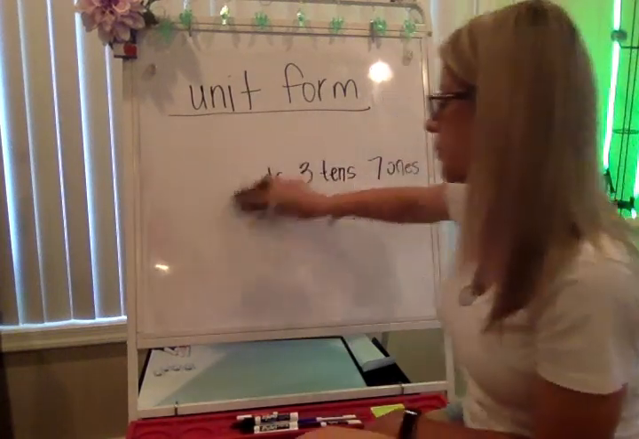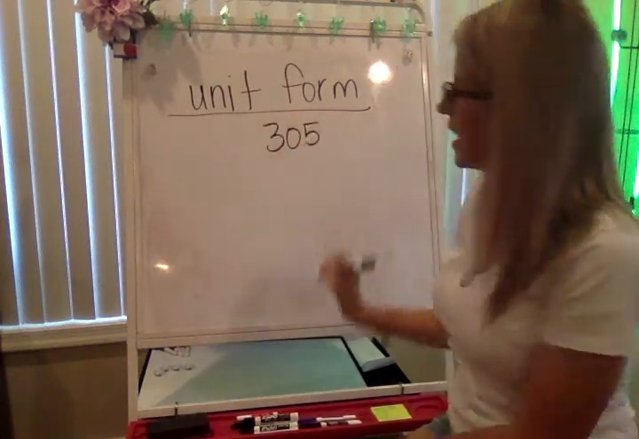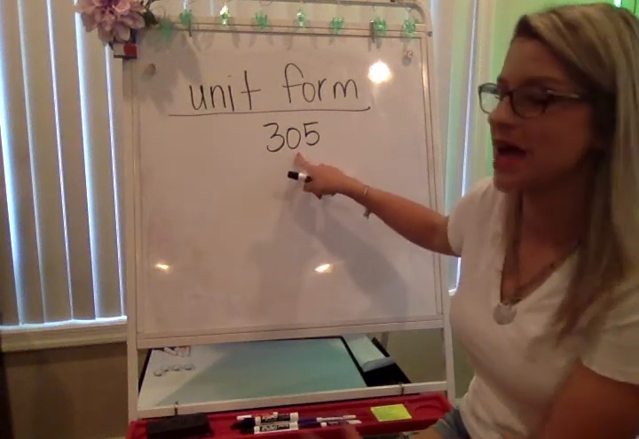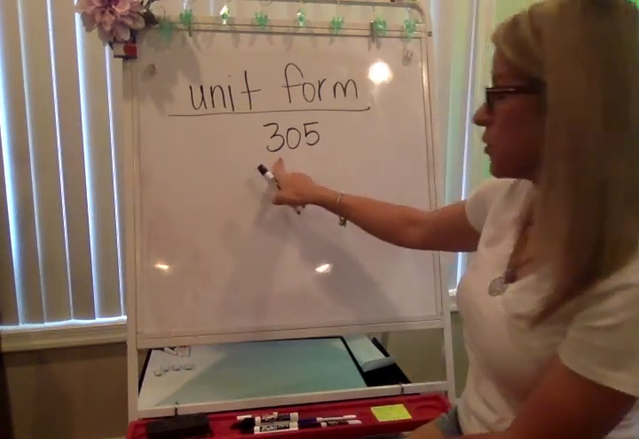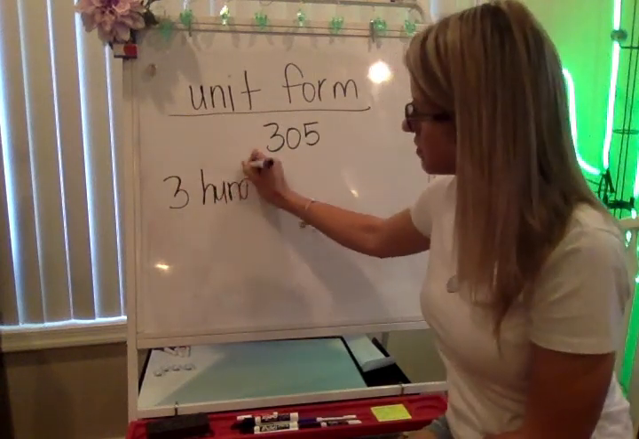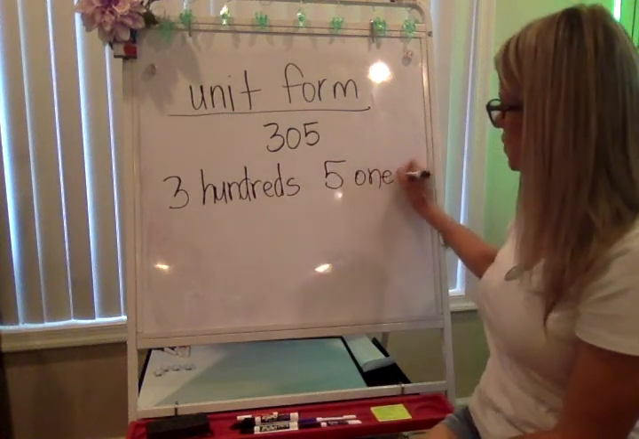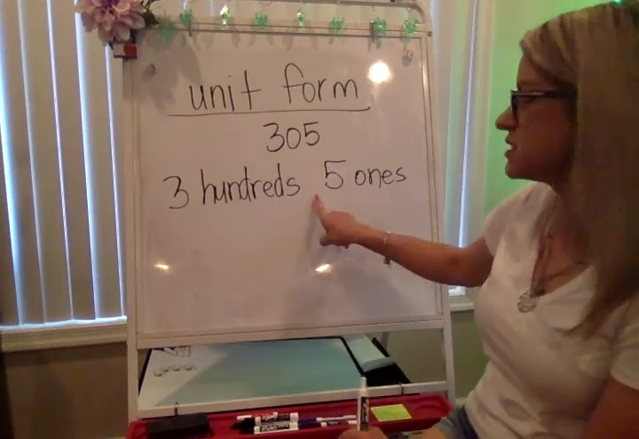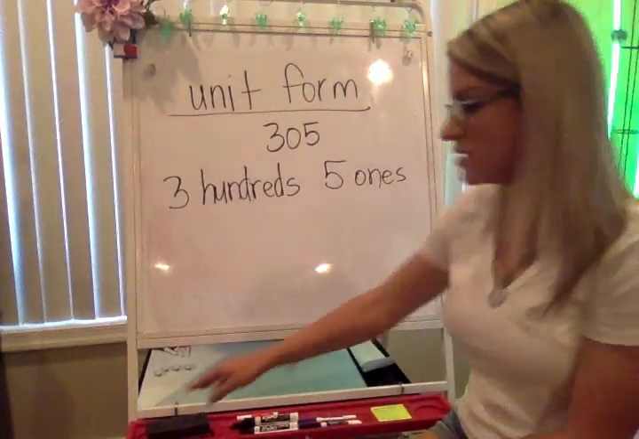I'm going to go back to that number of 305. For this number, because there are 0 in the tens place, I don't even talk about the tens. I don't care about the tens because there are no tens. So if I was writing the number 305 in unit form, I would just write 3 hundreds, 5 ones. There are 0 in the tens, so I'm not going to talk about them. I'm not going to write 0 tens. It doesn't matter about those tens.